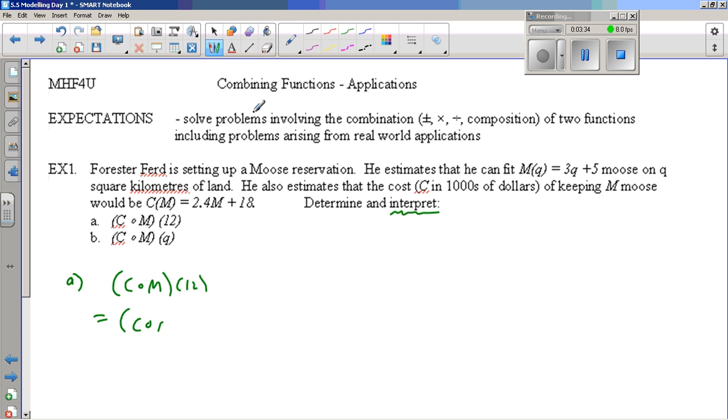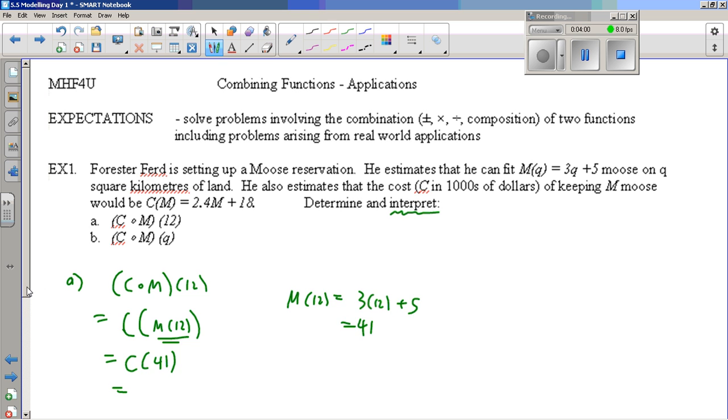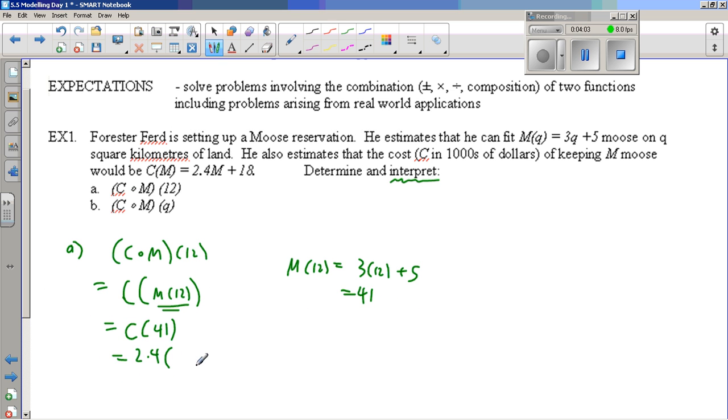C composed with M at 12. Why don't I actually do a step here where I have C at M at 12. Now what's M at 12? I'm going to do this in the margin: M is 3 times 12 plus 5, which is 36 plus 5, 41. So this is C at 41. I'm going to take out the 41 and put in 41 for M, and then calculate that on the calculator: 116.4.